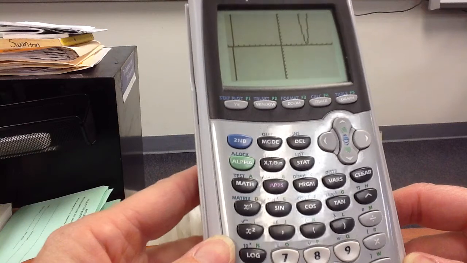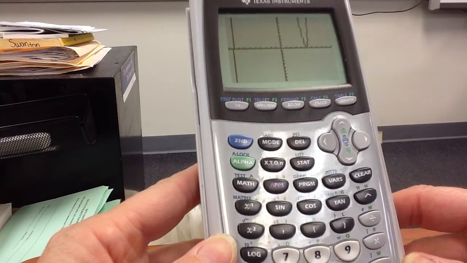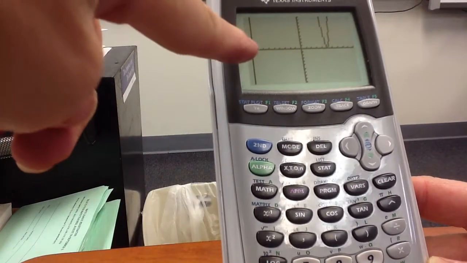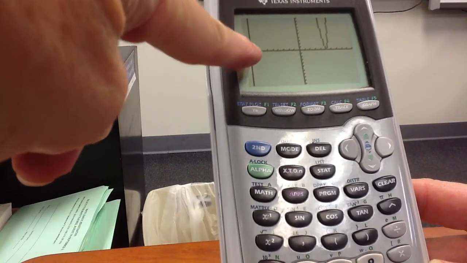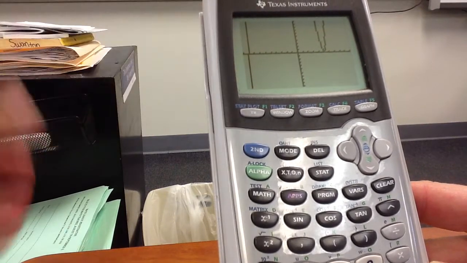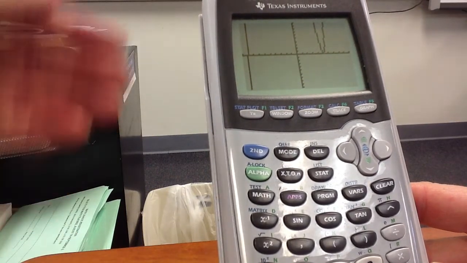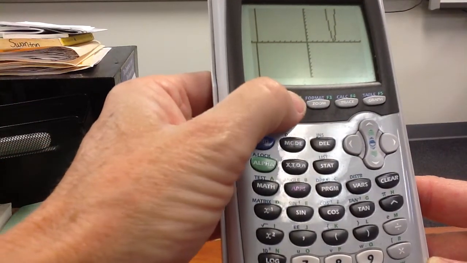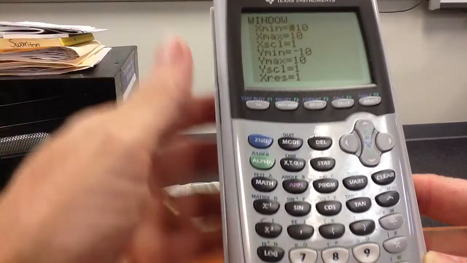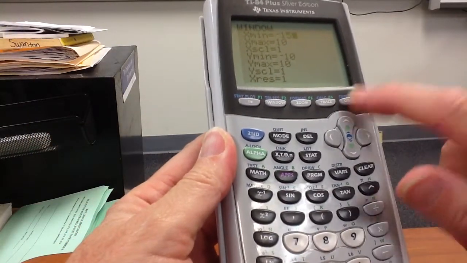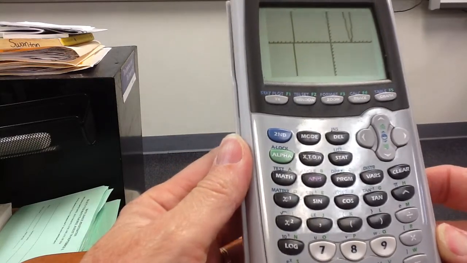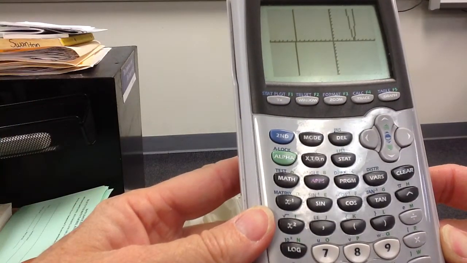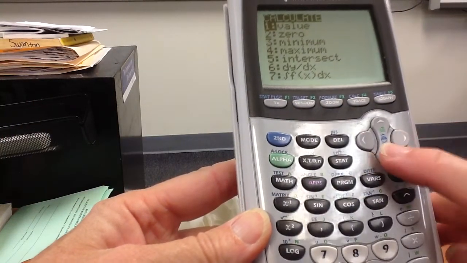Now, keeping in mind that what we are looking for are the x-intercepts, we could certainly find this one over here. However, it's kind of close to the end of my screen, so I'm thinking I might want to make my screen go a little bit further to the left. So I'll adjust my window. And instead of going at -10, let's go -15. Now, that gives me a little more room to work to find that 0. So here we go. Second calc, 0.